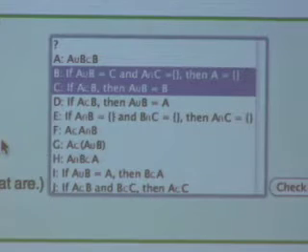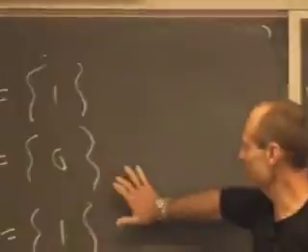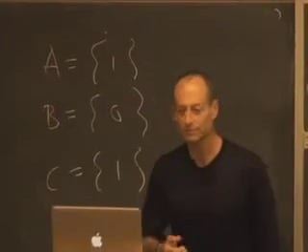If A intersect B is empty, another way of saying that is if A and B are mutually exclusive or disjoint, and if B and C are mutually exclusive, then A and C are mutually exclusive. Here we can come up with a pretty simple counterexample, right? Let A be the set {1}, B the set {0}, C the set {1}. These have no elements in common. These have no elements in common. These are, in fact, the same set. Okay. So that's not true.